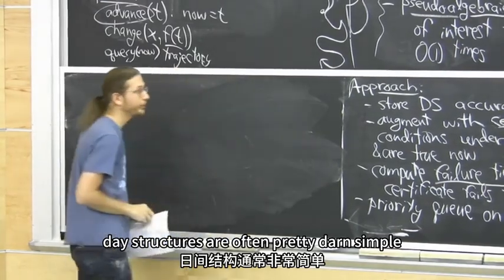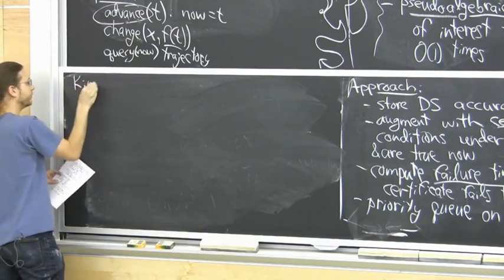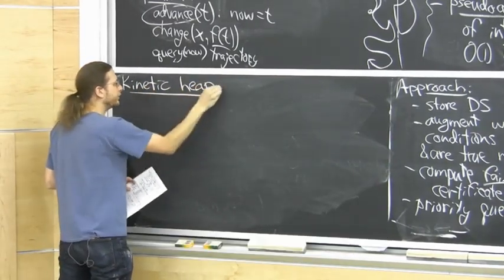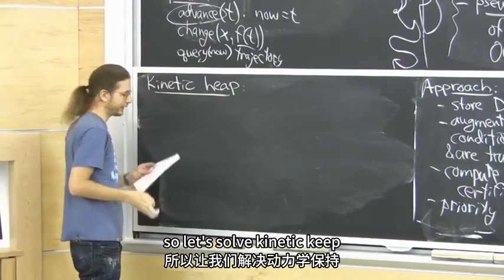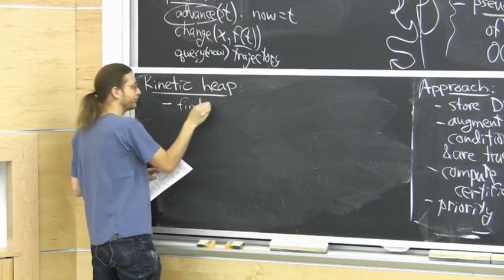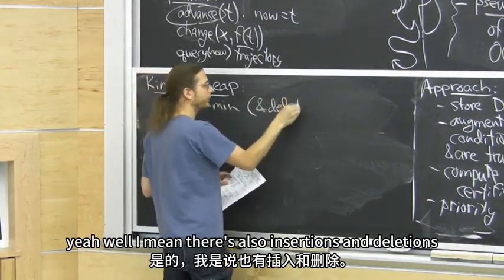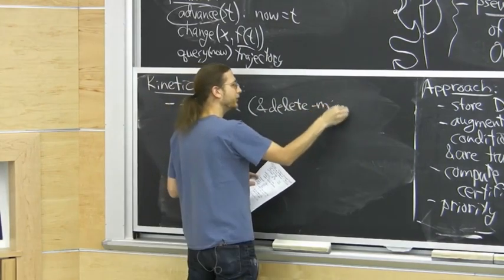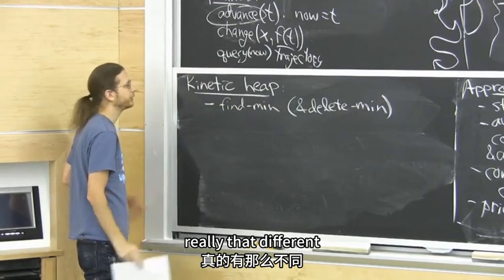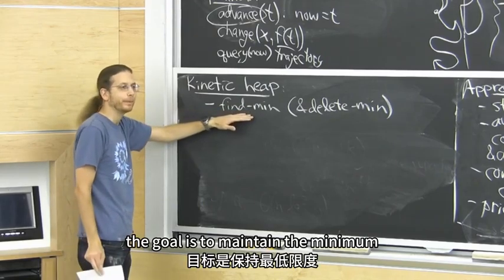Data structures are often pretty darn simple, and the fun part is the analysis. Where it can get intricate is the analysis. So let's solve kinetic heap. Our goal is to be able to do find min. And yeah, there's also insertions and deletions, but I'm not going to think about them because they're not really that different. They're kind of like a change. Let's not worry about it. The goal is to maintain the minimum.